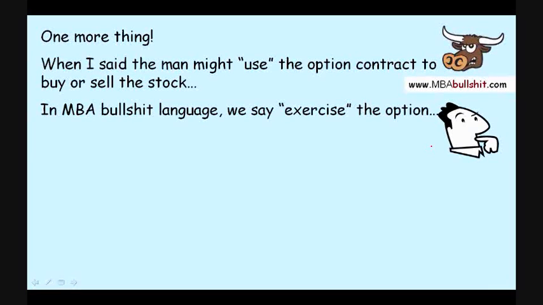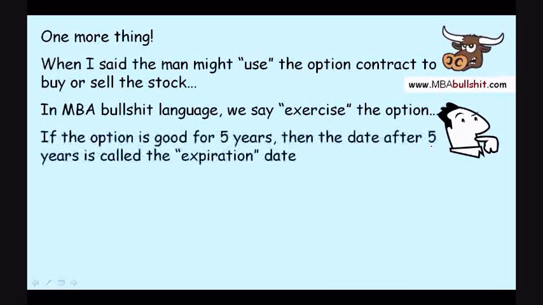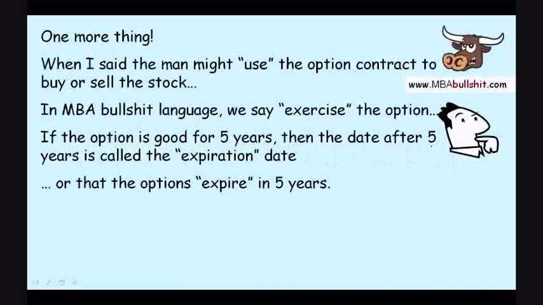But all I'm saying is that if you use the contract, if you take advantage of your options contract, we say that you exercise the option. And if we say that the option is good for 5 years, then we can say that the date at the end of the 5 years is called the expiration date. So it's like a carton of milk which expires, or food which expires. So we say that the options expire in 5 years.